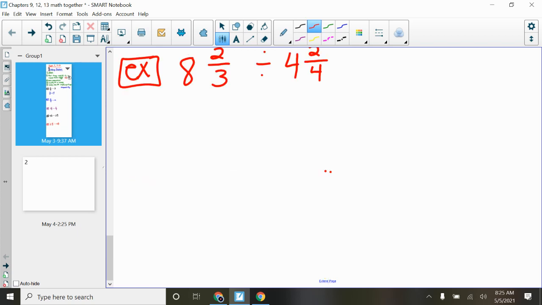All right. So the first thing we have to do is change this thing to an improper fraction. Brady, what is 8 and 2/3 as an improper fraction? 26 over 3. It is. It's 26 over 3. Okay.